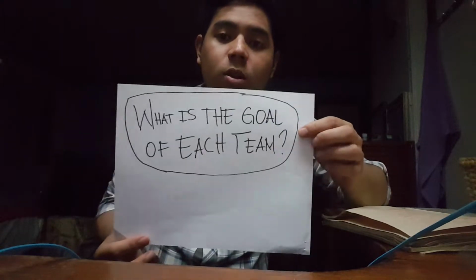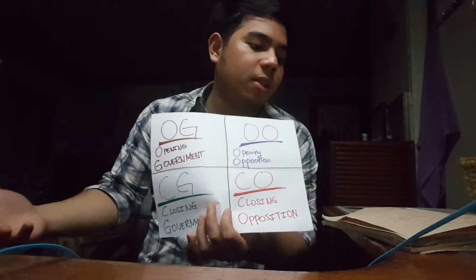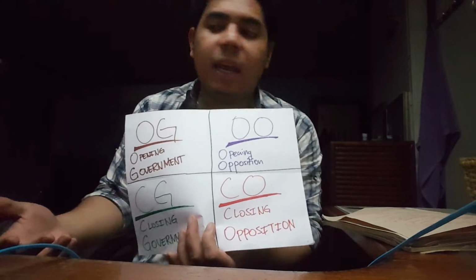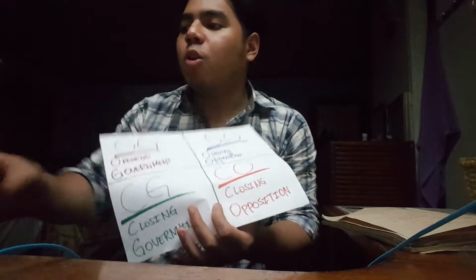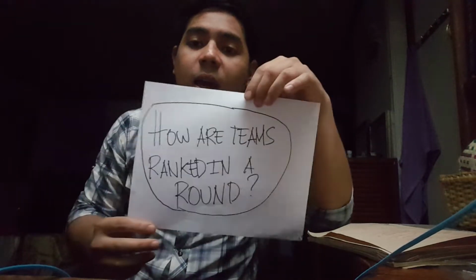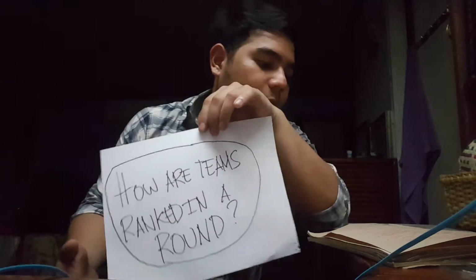So the question is, if there are four teams and 8 debaters in each round, what is the goal of each team? I'd like to say that the goal of each team is to outrank the other teams and accumulate as many points as possible. And the question then becomes, how are teams ranked in a round?